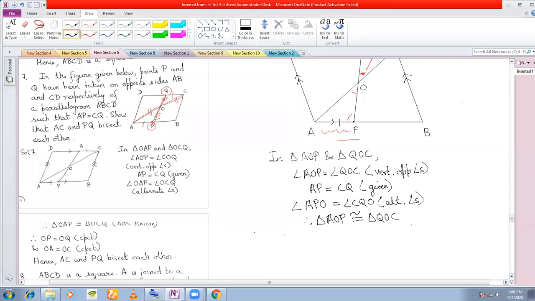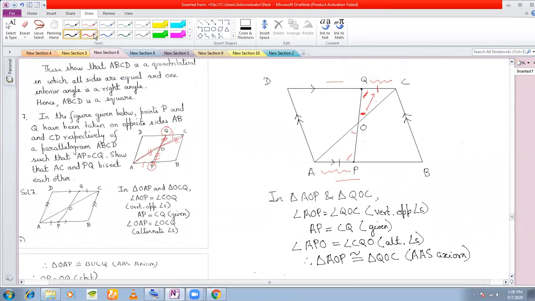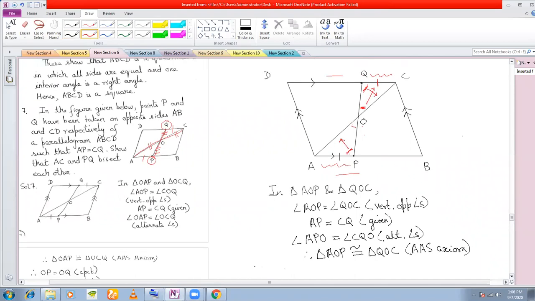And what is the axiom that we are talking about here? We are talking about the ASA axiom. Okay, so these two triangles are congruent. Now, once these two triangles are congruent, what can you say? This angle and this angle are equal. Opposite to this angle is this side. Opposite to this angle is this side. Therefore, they must be equal. Therefore, OP is equal to OQ.